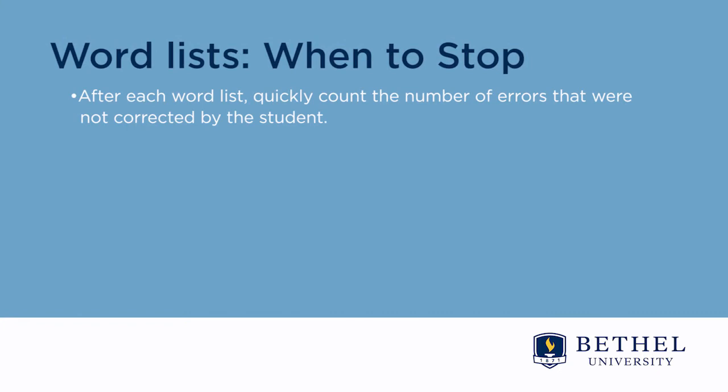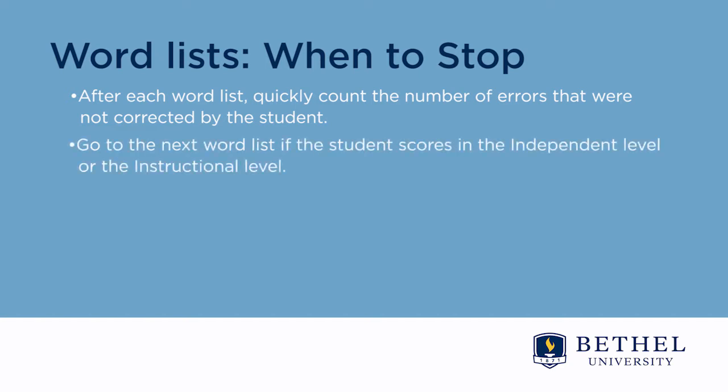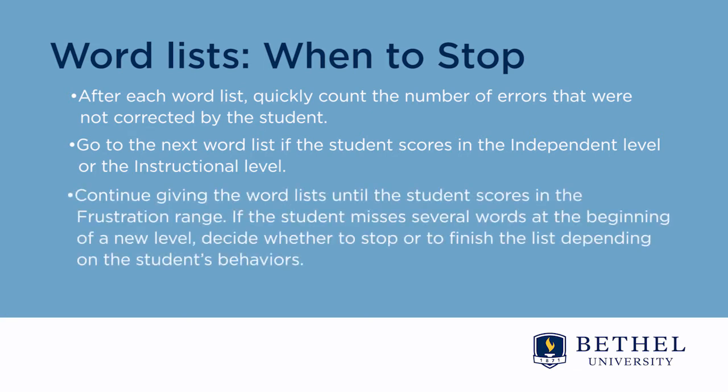After each word list, quickly count the number of errors that were not corrected by the student. The number of errors that puts them into the independent, the instructional, or the frustration level is in the box at the bottom of your scoring sheet. You will finish scoring the sheet after the assessment is completed. Have in your head how many miscues or mistakes the student can make and still be in the instructional stage. If the student initially makes a mistake and then corrects it, it is not counted as an error. Go to the next word list if the student scores in the independent level or the instructional level. Continue giving word lists until the student scores in the frustration range.